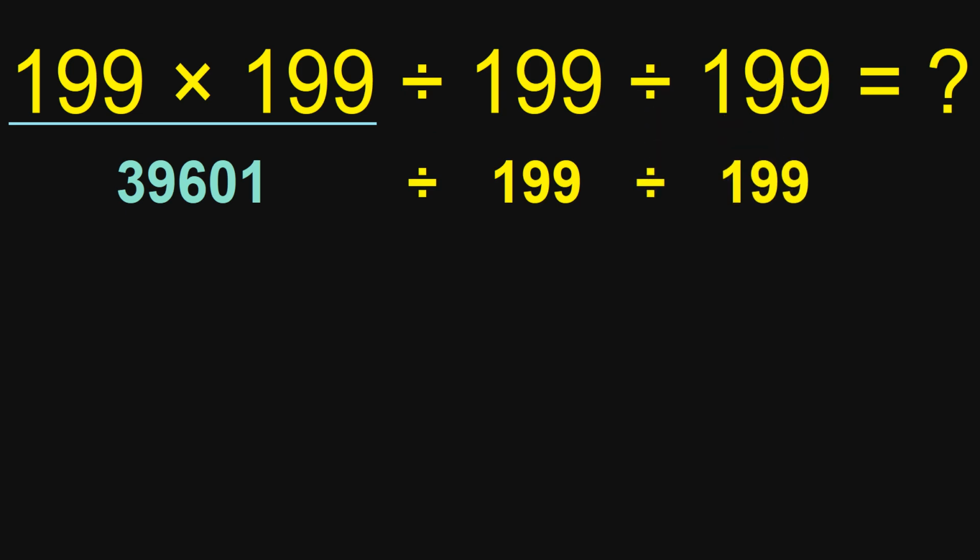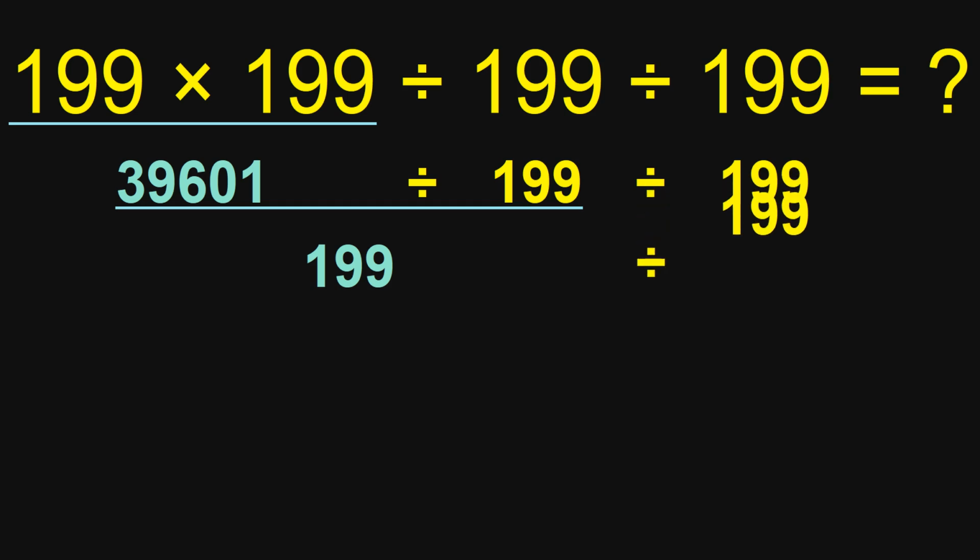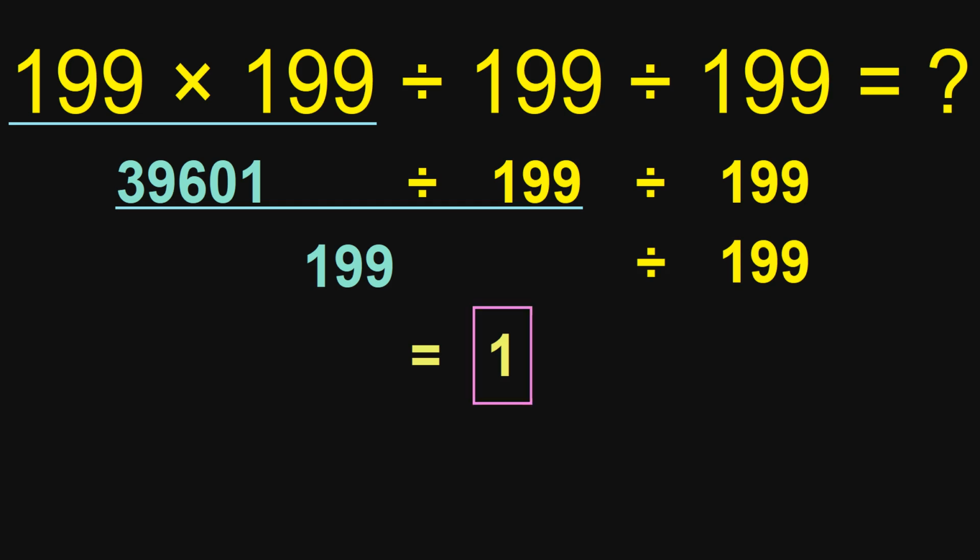So we have to work from left to right. 39,601 divided by 199 equals 199. Then 199 divided by 199 equals 1. And this was our final answer for this problem.